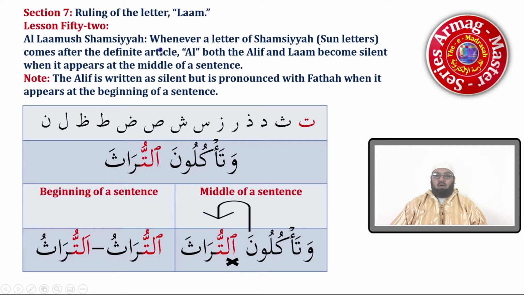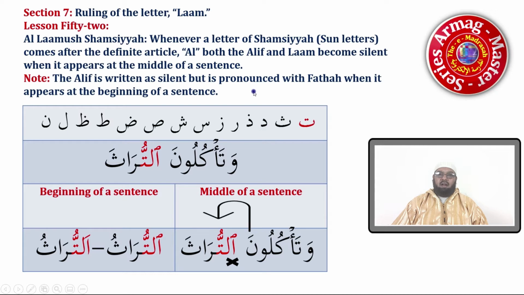Inshallah, today we will look at our second Laam, and that Laam is called Laam Shamsiyah. This happens whenever a letter of Shamsiyah, or the sun letters, comes after the definite article al, which is alif and lam. Both the alif and lam become silent when it appears in the middle of a sentence. The alif is written as silent but is pronounced with fatha when it appears at the beginning of a sentence.